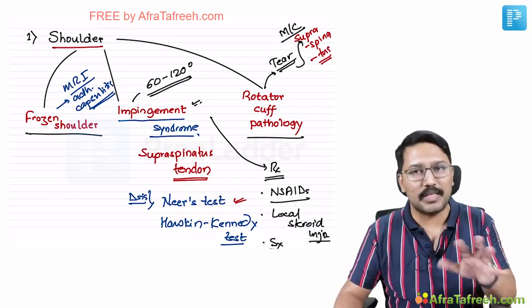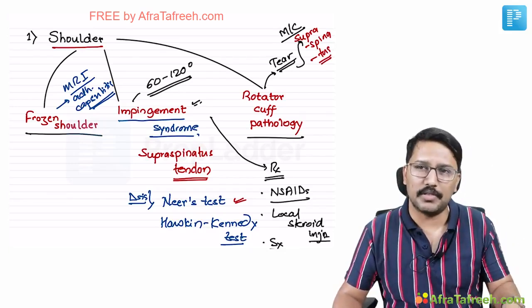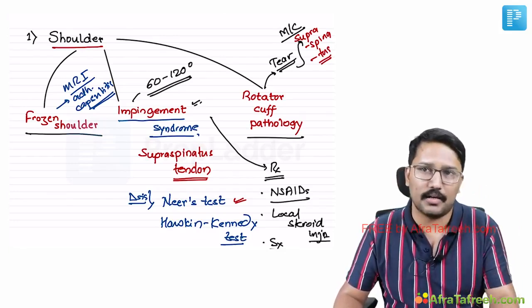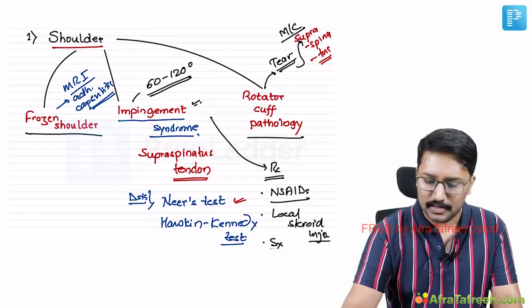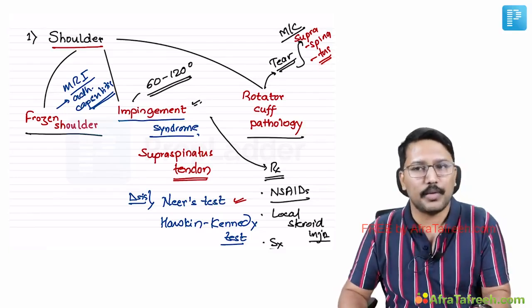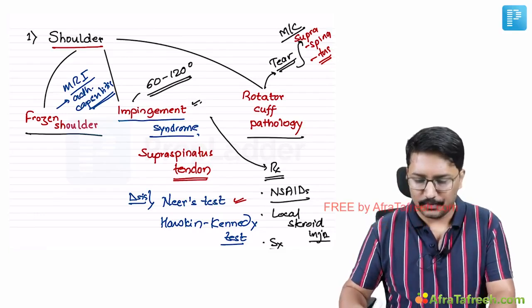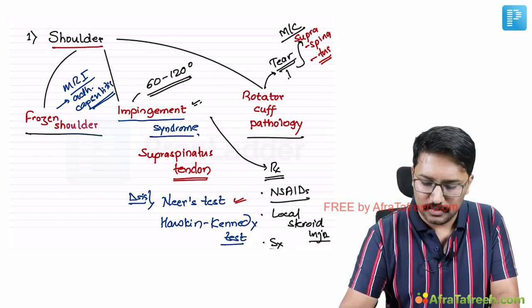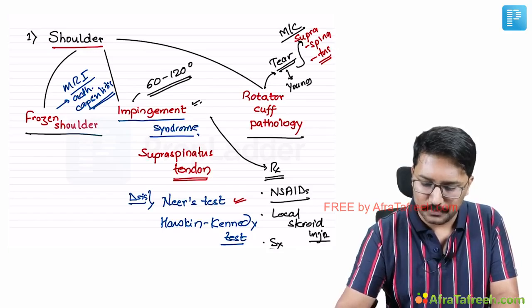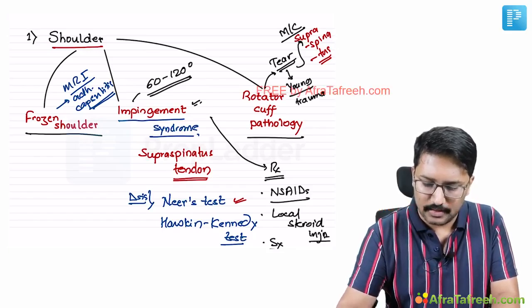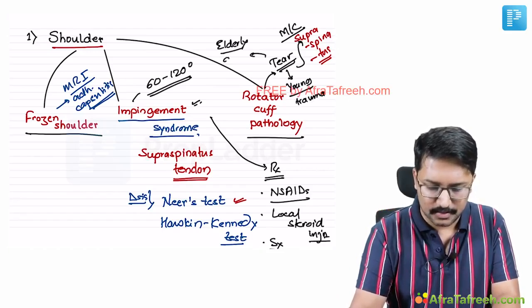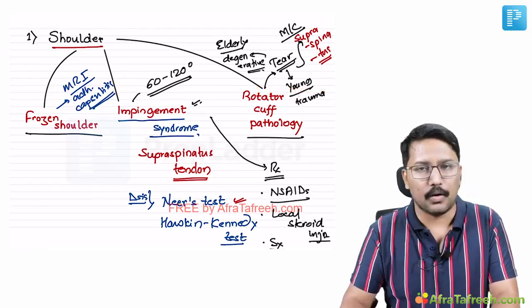Supraspinatus is like a poor muscle, right? You talk about impingement syndrome, it is the one which is getting affected. You talk about rotator cuff tear, it is the one which is most commonly getting affected. Other tendons can also be affected, but the most commonly affected is supraspinatus. Tear in young people is usually because of trauma, but in the elderly, it is because of degenerative changes. Is that clear? Okay.